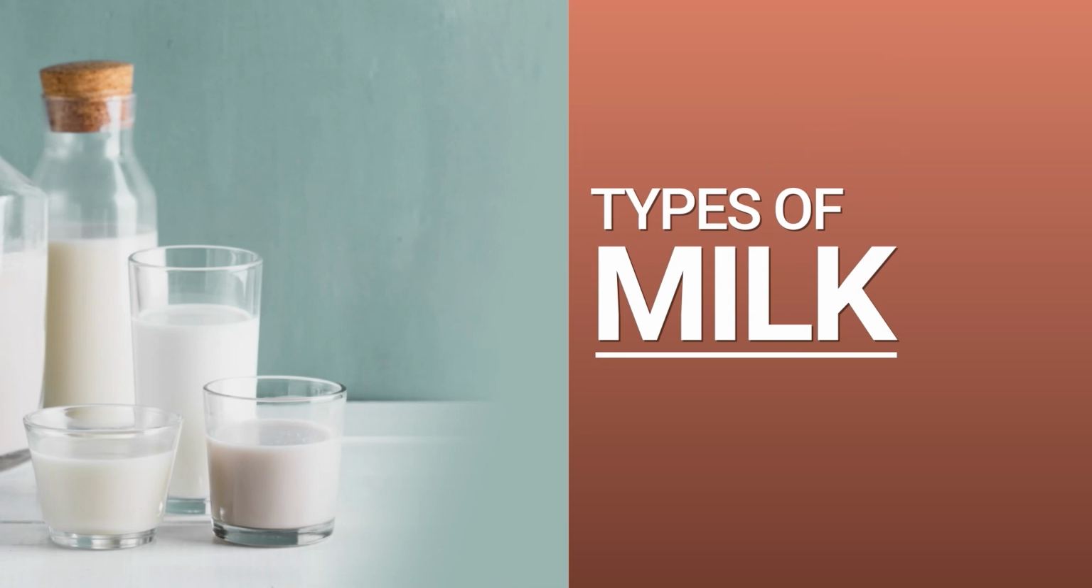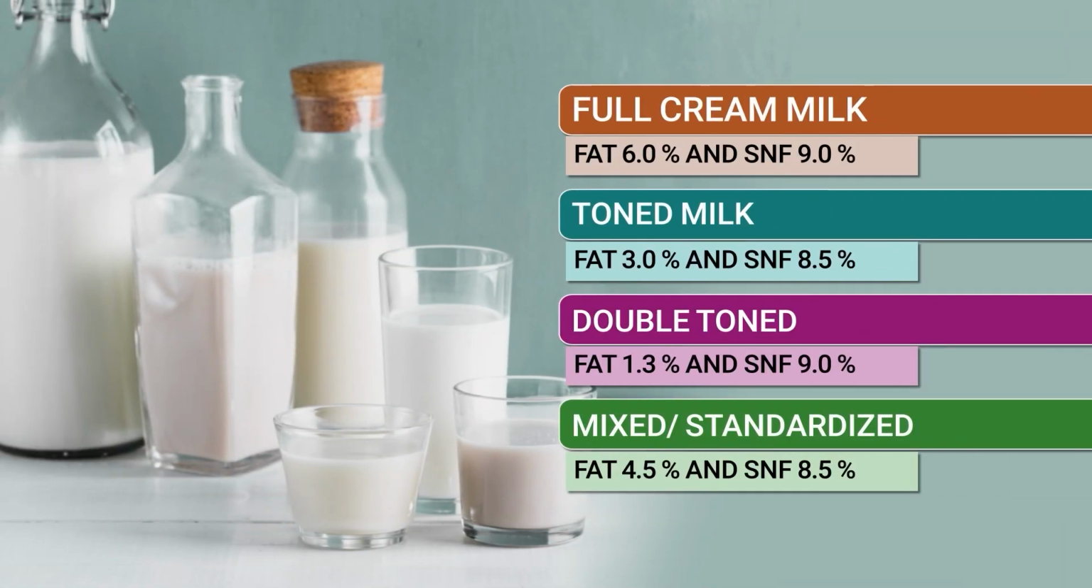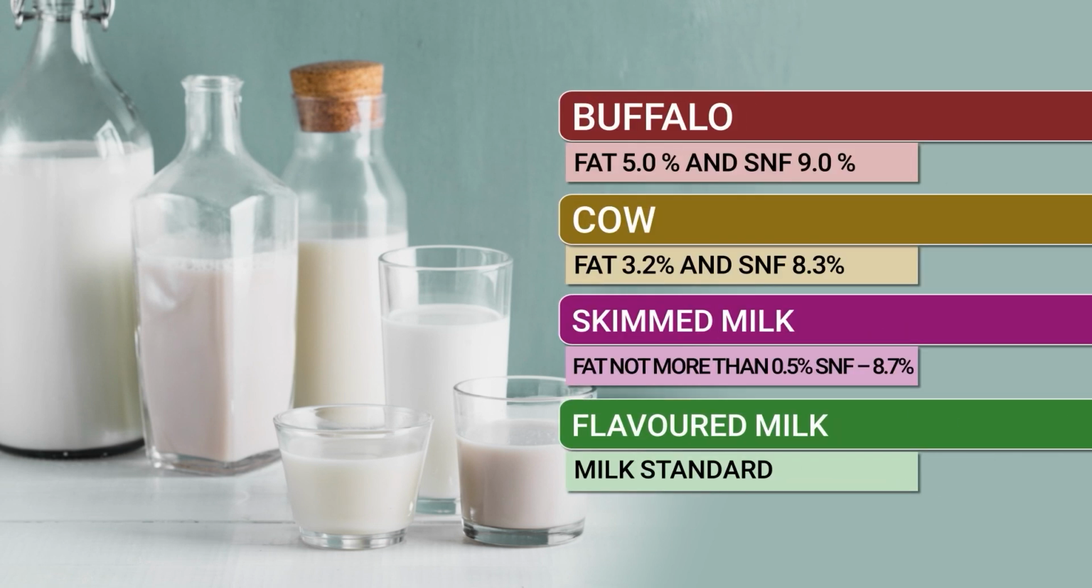These are the types of milk which you see in the market. Full cream milk should have fat 6% and SNF 9%. Toned milk should have 3% fat and SNF 8.5. Double toned milk has fat 1.5%, SNF 9%. Mixed or standardized milk will have fat 4.5%, SNF 8.5%. Buffalo milk fat 5 and SNF 9. Cow milk fat is 3.2, SNF 8.3. Skim milk not more than 0.5% fat and SNF 8.7%.